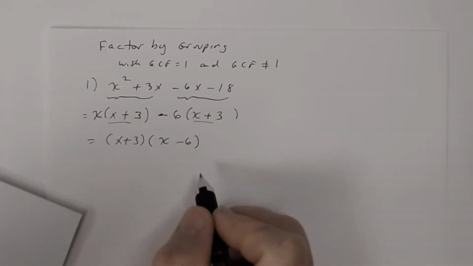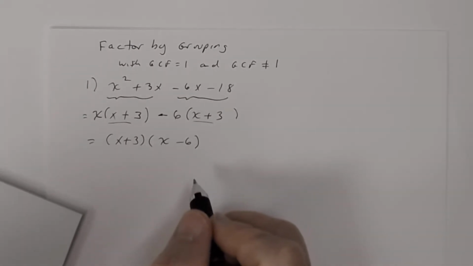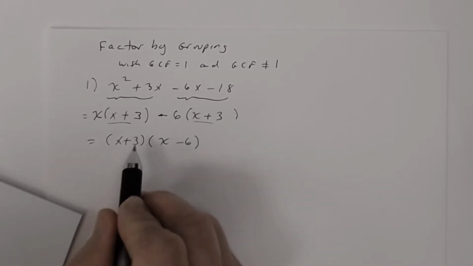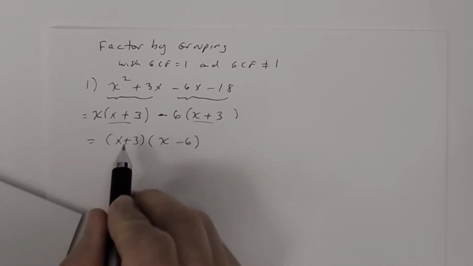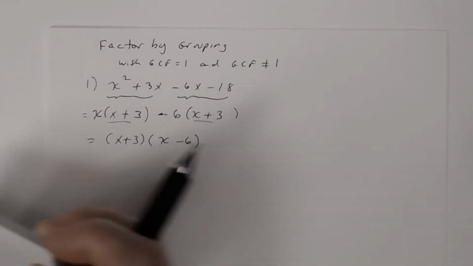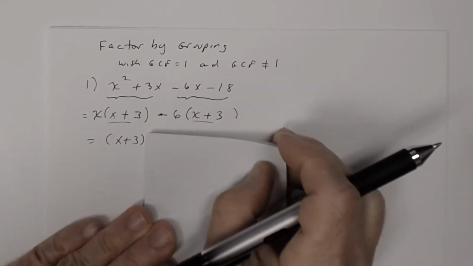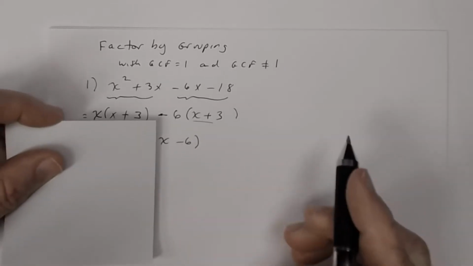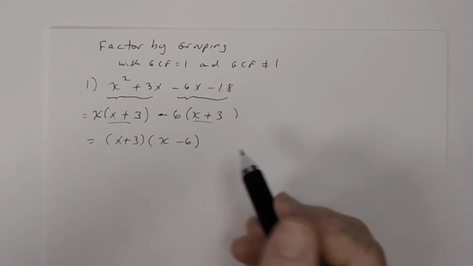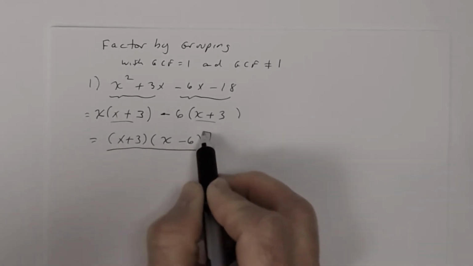Now before we go on, remember part of factoring is to factor completely. You have 2 factors here: x plus 3 and x minus 6. Always double check to make sure you can't factor those any further. What's the GCF of x plus 3? The GCF is 1. What's the GCF of x minus 6? The GCF is 1. So you're good to go. That's number 1.